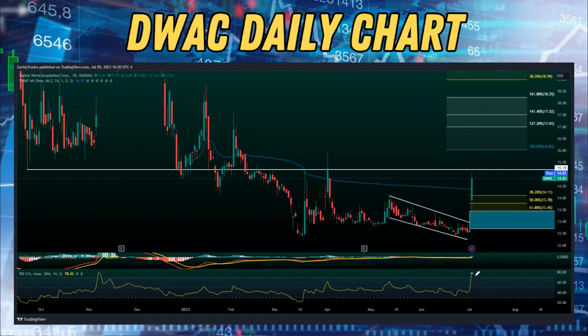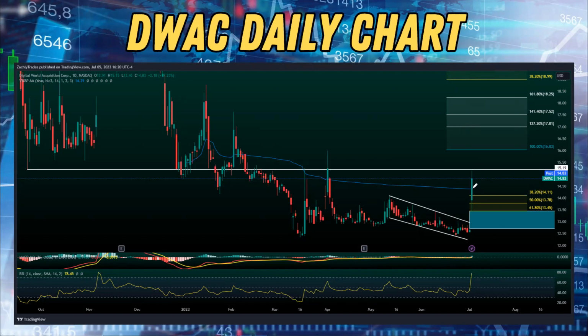And if the RSI does come down below these overbought levels, what you want to watch out for is the second time it approaches that overbought area. You can see something very similar over here where it's very strongly overbought, pulls back down, and then comes back to that overbought area. That's something we could potentially see here on DWAC, and something to pay attention to.